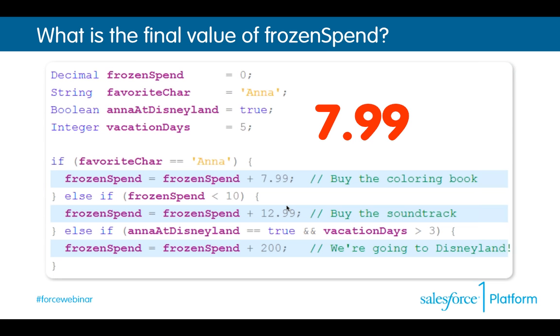All right. So why is it $7.99 and why is it not $7.99 plus $12.99 plus 200? The reason is, in an if statement, only one of the clauses can catch. Only the first one catches. After that, it skips the rest and moves on. So in this one, only the first one caught. My favorite character is Anna, so I'm going to buy the coloring book. I'm not going to buy the soundtrack, and I'm not going to Disneyland, which is fine because I already own the soundtrack. And I hear the line for meeting Anna at Disneyland is like 6 hours long, literally.